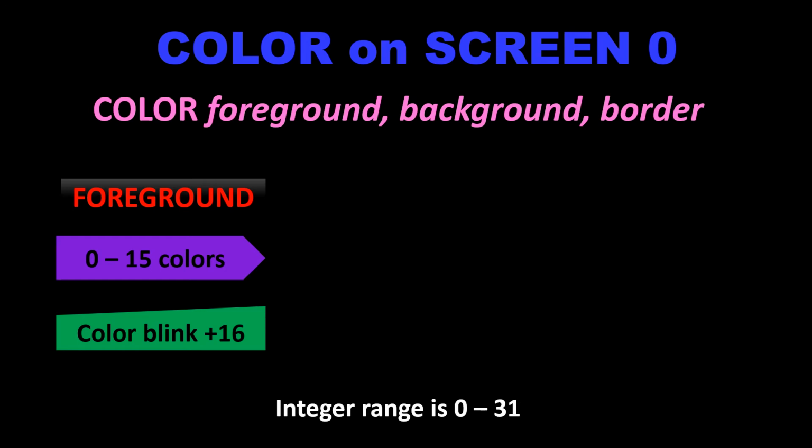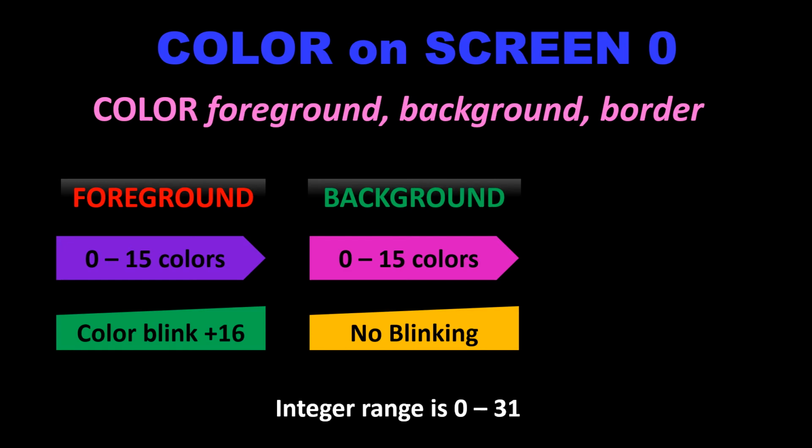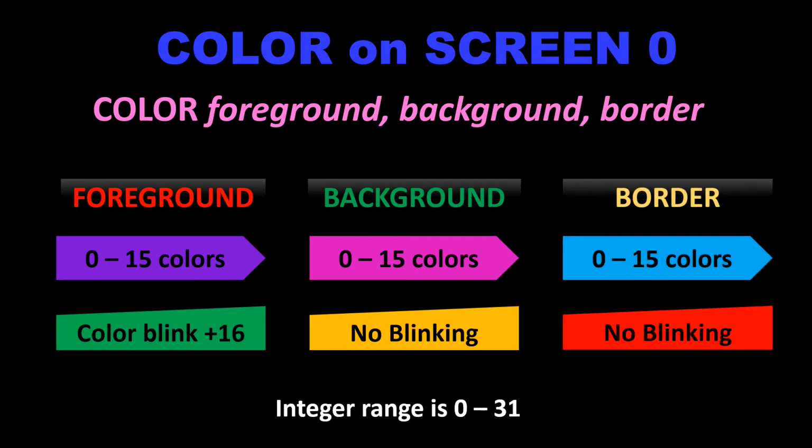If you exceed by adding plus 16, then it must be an error. For the background, you can again select from 0 to 15 colors, but no blinking is allowed in the background. And for the border too, you can choose the 16 colors and no blinking is allowed for the border color.